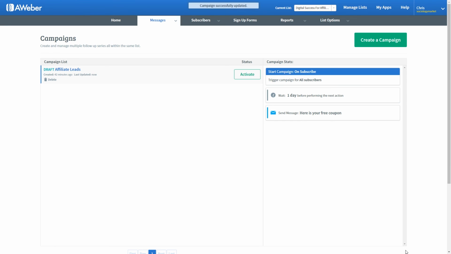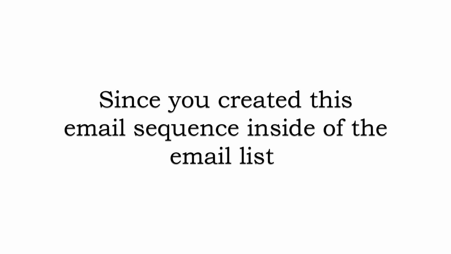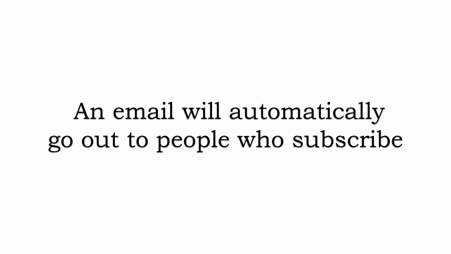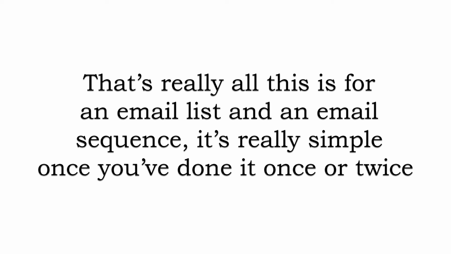As soon as people begin to opt into the landing page, since it's already integrated here, they will be added to the email list you created, and since you created this email sequence inside of the email list, an email will automatically go out to people who subscribe. And that's really all for an email list and email sequence. It's really simple once you've done it once or twice.